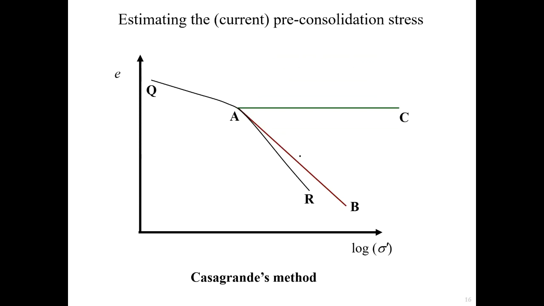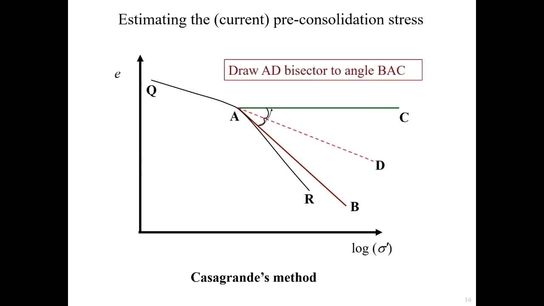And next, we are going to look at the angle between AB and AC, so this angle. And we are going to draw another line, AD, which is the bisector of the angle BAC. So this AD will be sitting in the middle of AB and AC.